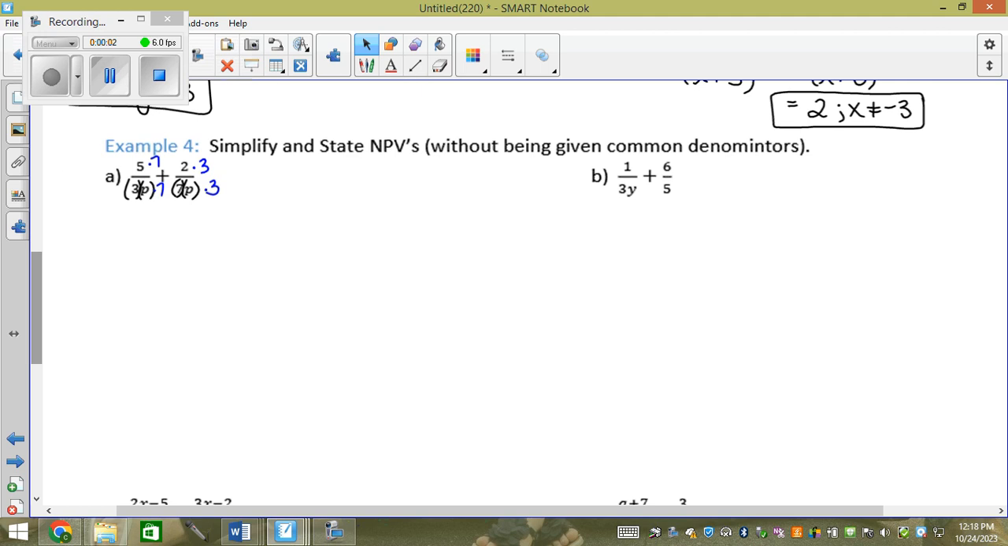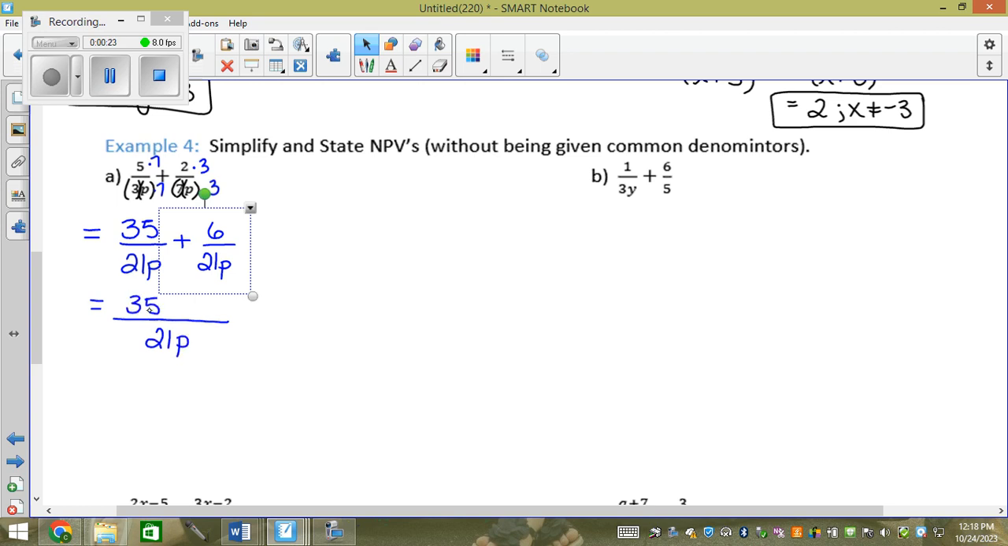Simplifying state NPVs without being given the common denominator. So here we multiplied by 7 and by 3, and we get 35 over 21p plus 6 over 21p. Then we have a common denominator, so we can write them both over 21p. We get 35 plus 6.